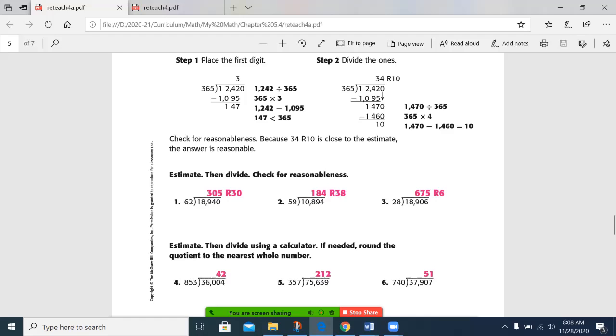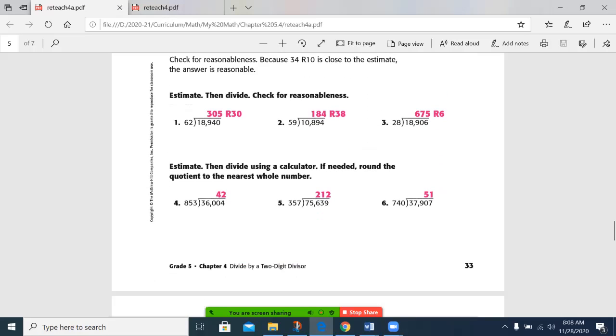28 didn't go into 1. It didn't go into 18, but it did go into 189 6 times. You do your multiplication and subtraction, brought down the 0, and 28 went into that 7 times. Then you multiply, subtract, and bring down, and it went in 5 times, and the remainder of 6.